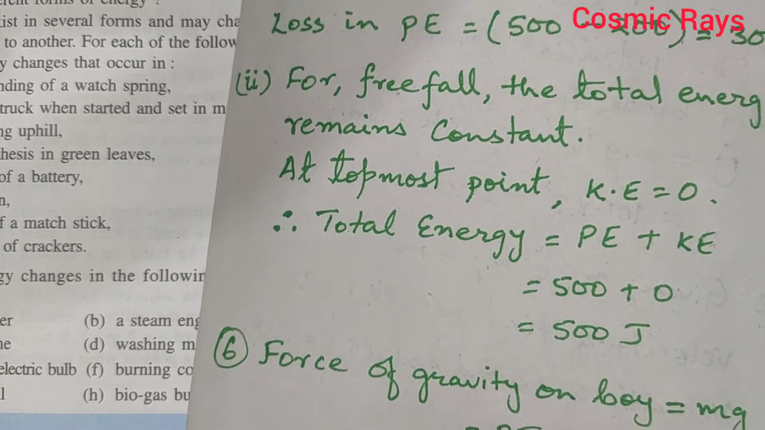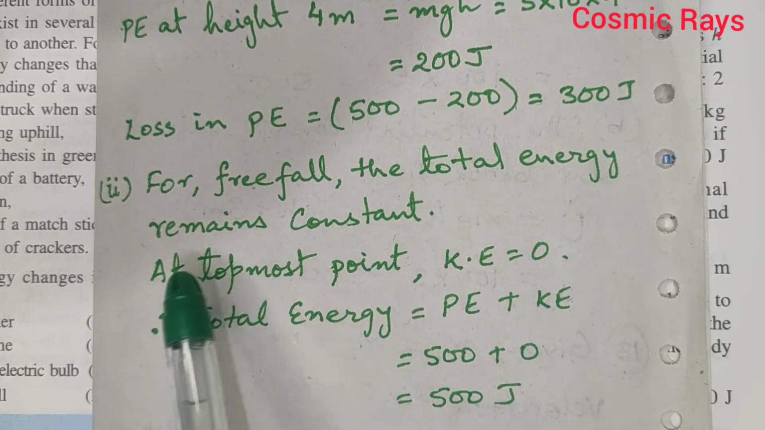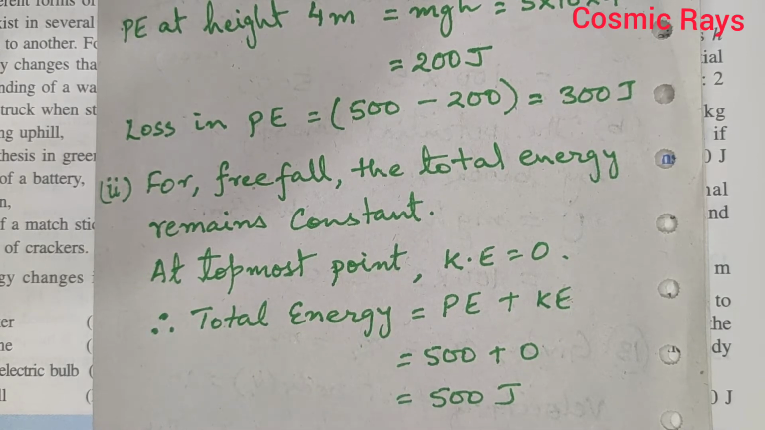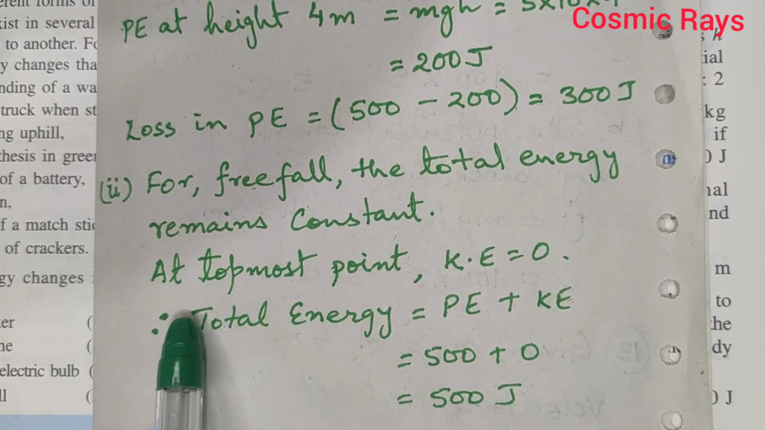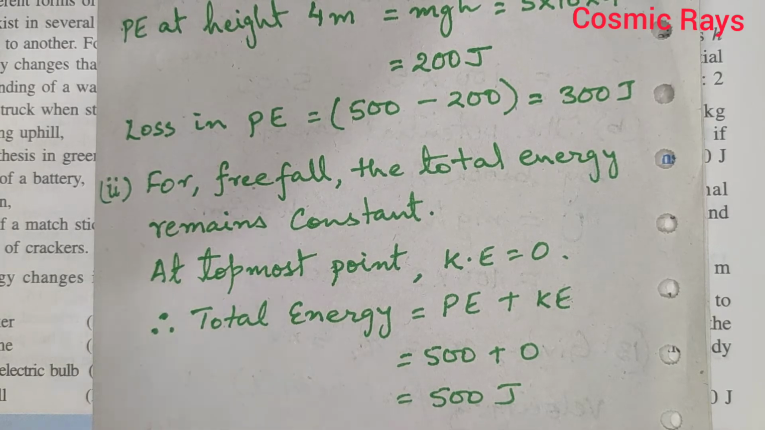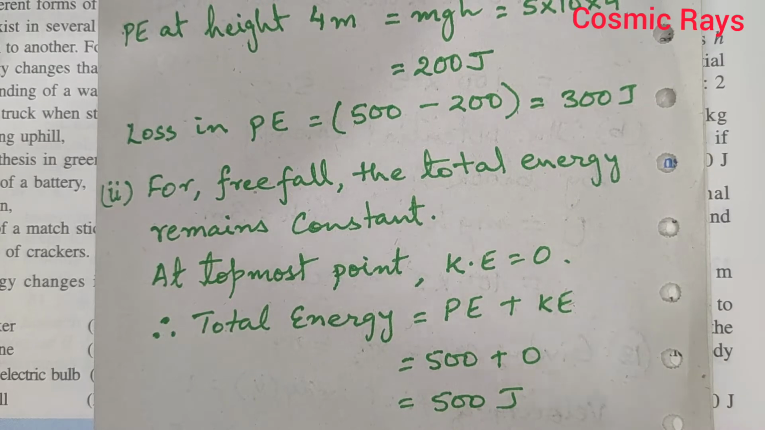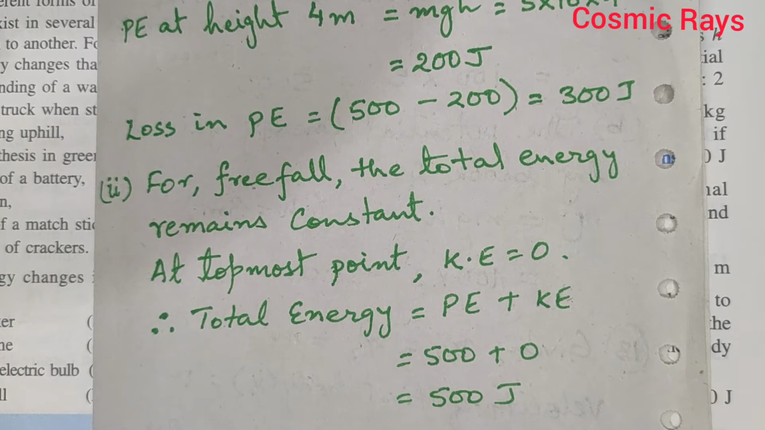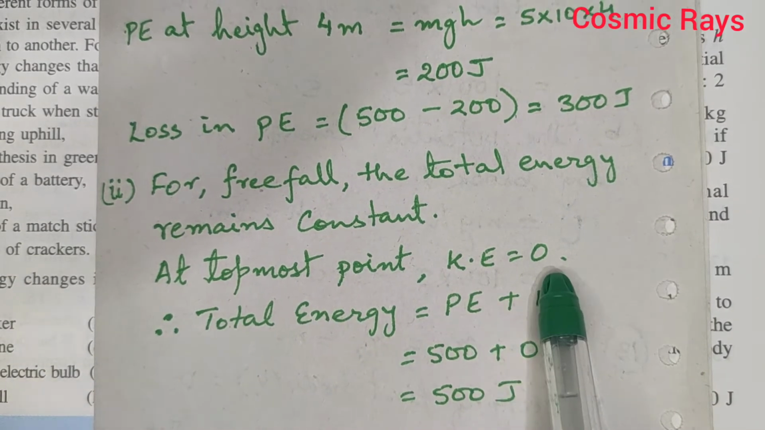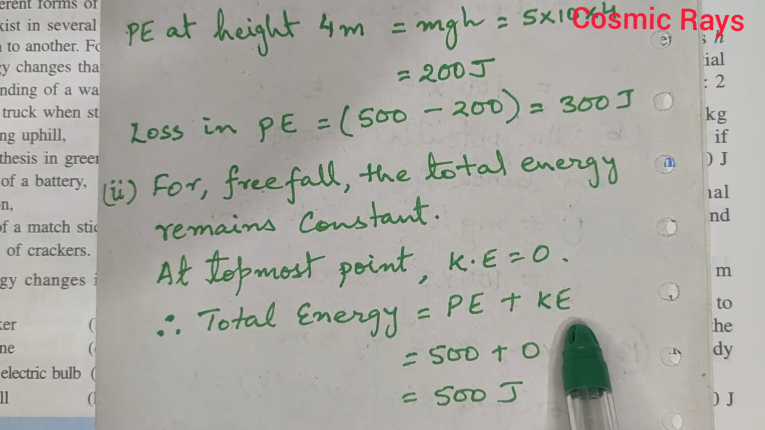Now here please know that for free fall the total energy remains constant at every point. As you all know, at the topmost point the body stops for a moment before it starts coming down. When you throw anything up, it will reach the maximum height, it will stop there for a fraction of a second and then it will start coming back to us. So at the topmost point, the kinetic energy is 0 because there is no speed, and the total energy is the sum of kinetic energy plus potential energy.